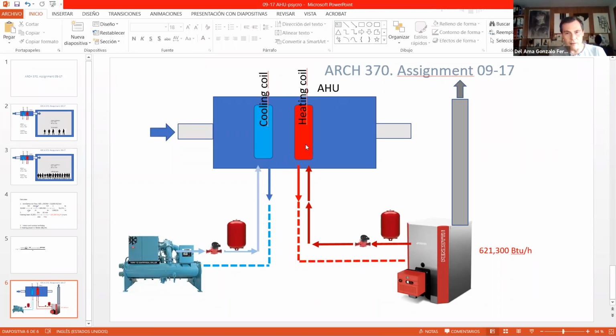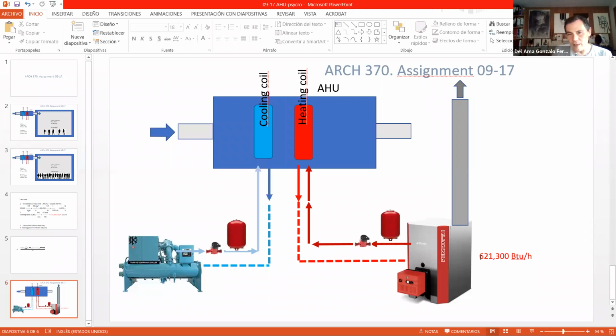No, we are connecting things, and we are connecting the heating coil to the boiler, the cooling coil to the chiller, and we're providing useful information about the equipment, okay? So this is the boiler, and this is the power that we need. So if we go to a catalog, we need to find a boiler whose power is larger than this one, okay? So we have to be above the calculated power. This should be the minimum.